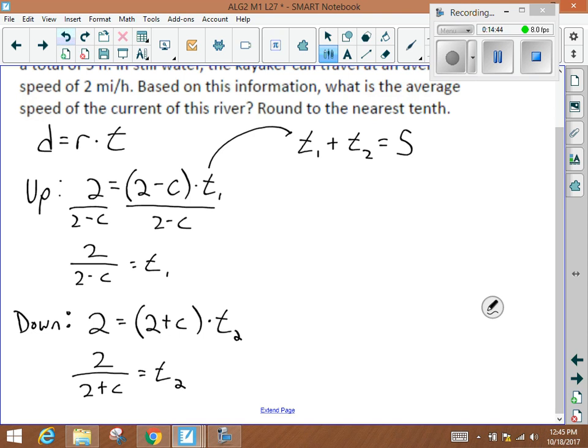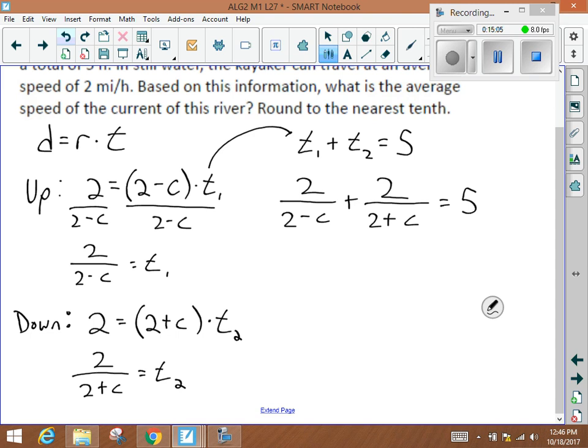Okay, so what does this say? This says the time that it takes to go upstream plus the time that it takes to go downstream should equal 5 hours. All right, well, now we've got to solve this thing.